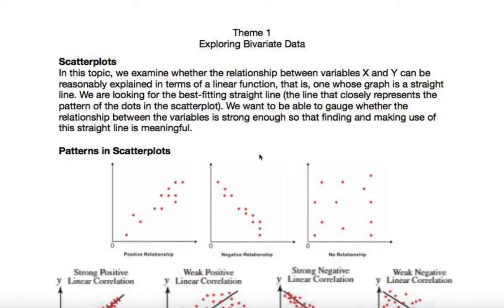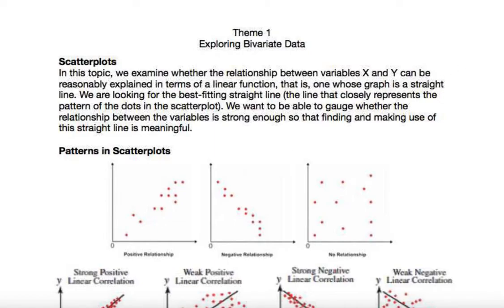So to start off with, scatter plots are basically relationships between x's and y's, so x variables and y variables, that can be reasonably explained in terms of a linear function. So a linear function obviously being a line. So that is, whenever you graph it, you should see basically a straight line. So we are looking for the best fit straight line, or the line that closely represents the patterns of the dots in the scatter plot. And we want to be able to gauge whether the relationship between the variables is strong enough so that you can find and make use of the straight line and its meaning.